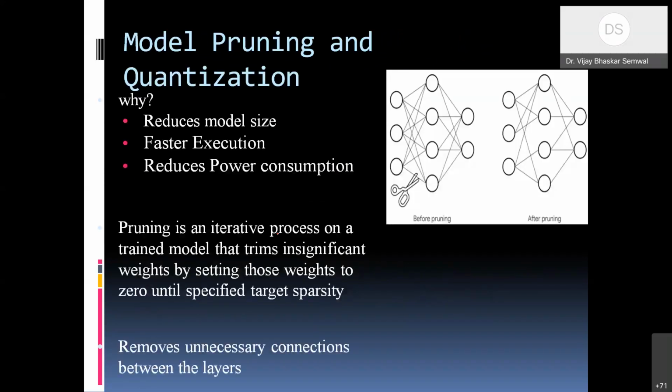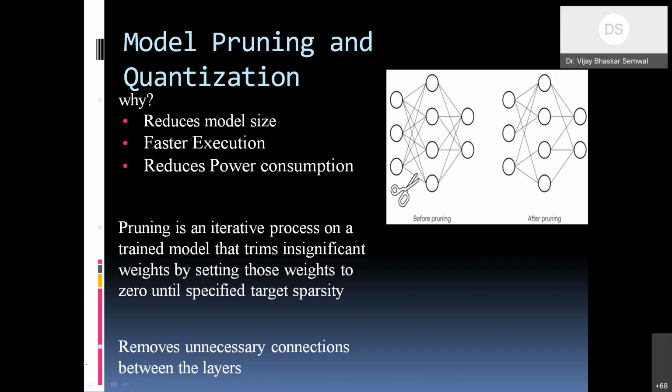Then let us understand what pruning and quantization are. In case of dropout, what was happening? We are losing certain neurons. But in this case, we are not losing neurons. We are removing some weights. The size is the same, but the weight size is becoming less. The reason is that we prune weights which have the least importance. The weights which have very little weightage, we are removing. So model pruning and quantization reduce the model size. It helps us with faster execution and reduces power consumption.